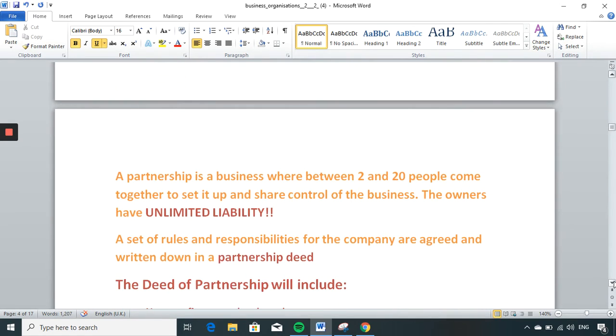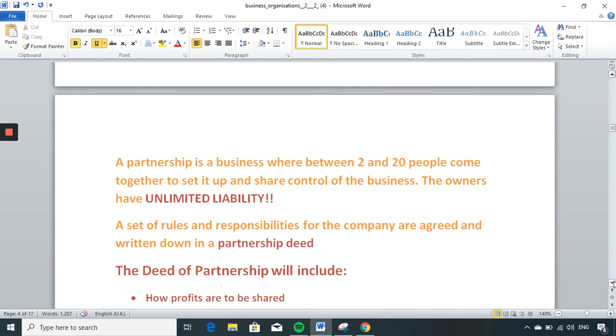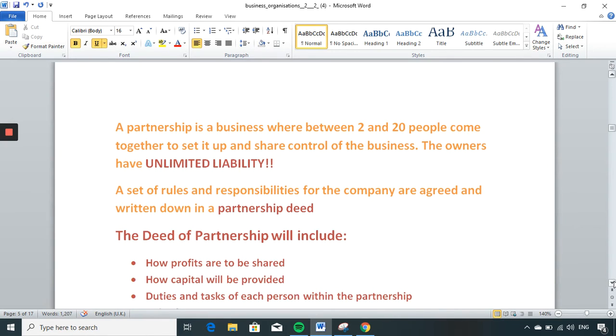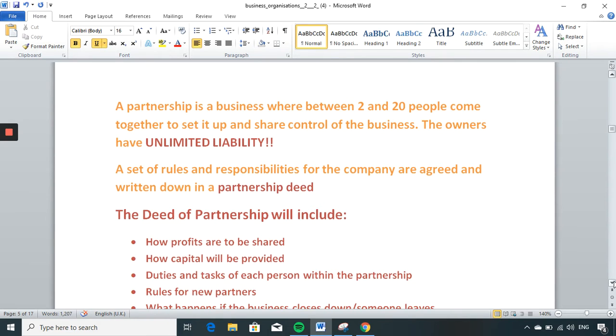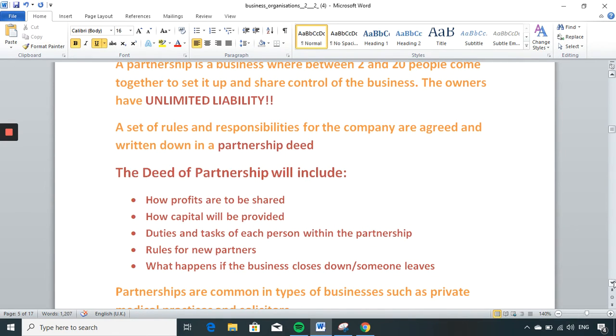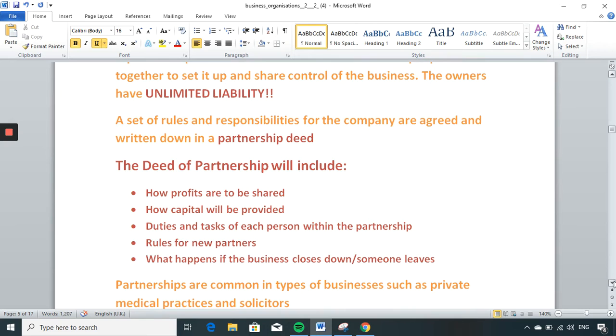Now, a partnership is where between 2 and 20 people come together to set up and share control in a business, and they also have unlimited liability. So it's just important to note that. And another key thing for a partnership is that you must have a partnership deed. And a deed generally contains the following: how the profits will be shared, where the capital money is going to come from, the duties and tasks of each person within the partnership, in other words, what they do, the rules if a new partner joins, and what will happen if someone leaves or if the business has to close down.